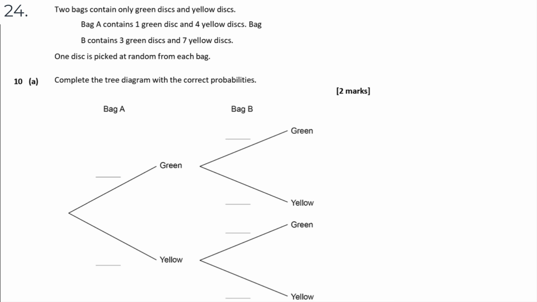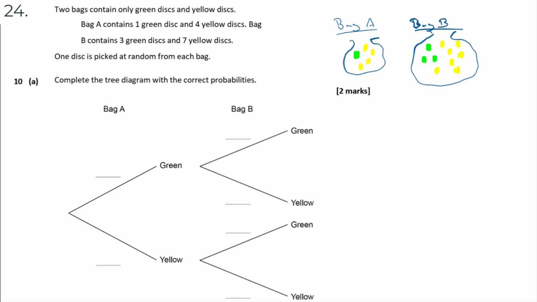So I've got bag A. I like little visual things, so I've got 1 green disc and 4 yellow discs. 1, 2, 3, 4 in a bag. There's my little bag, and then I've got bag B, and in there I've got 3 green discs and 7 yellow discs. 3, 4, 5, 6, 7. It's quite a simple, straightforward question, this one, but I think it's a good idea to visualize things. So there we go. There's my 2 bags. So one is picked at random from each bag.